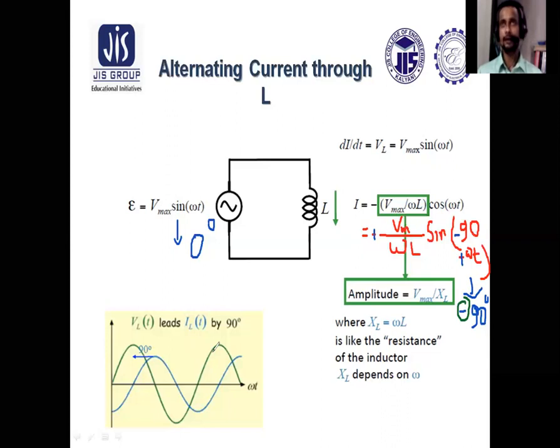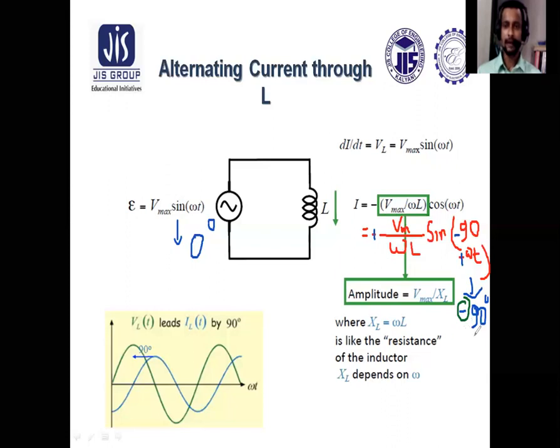As we already discussed in the previous class, if you have an inductive load, current through that inductive load will take some time to reach its rated current. This is due to the presence of inductance: current will be lagging behind supply voltage. Okay.